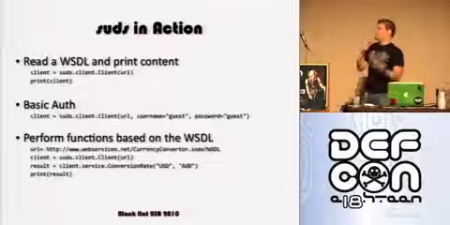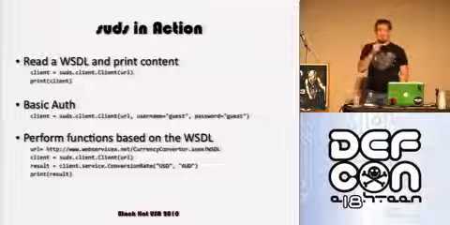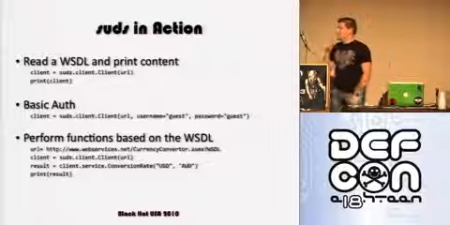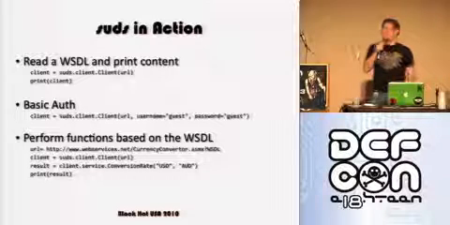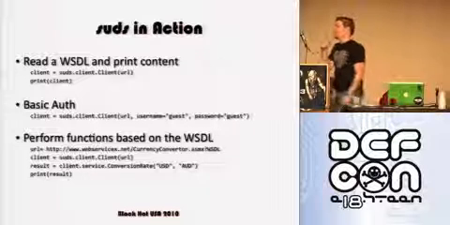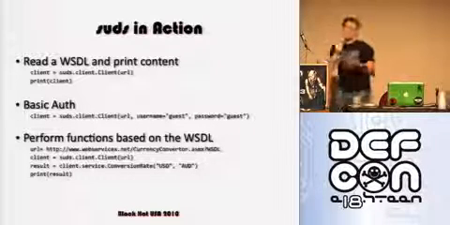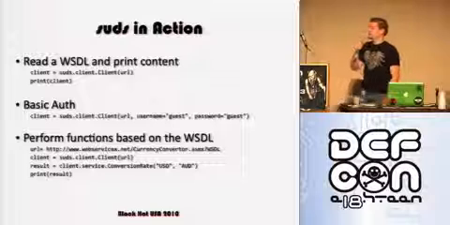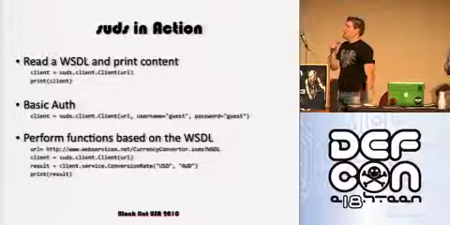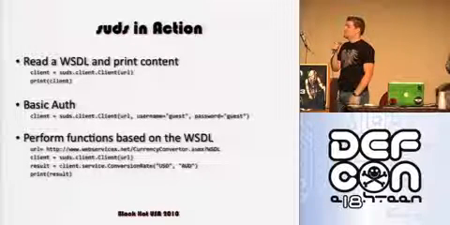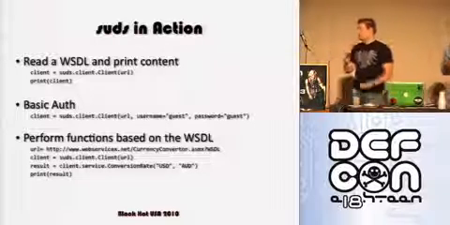Basic auth is supported by merely adding a username and password. And then to perform functions based on the WSDL, you just basically call the method. So here's an example of doing a currency conversion. You point it to the WSDL, you create the client, and you get your result, and you print your result.